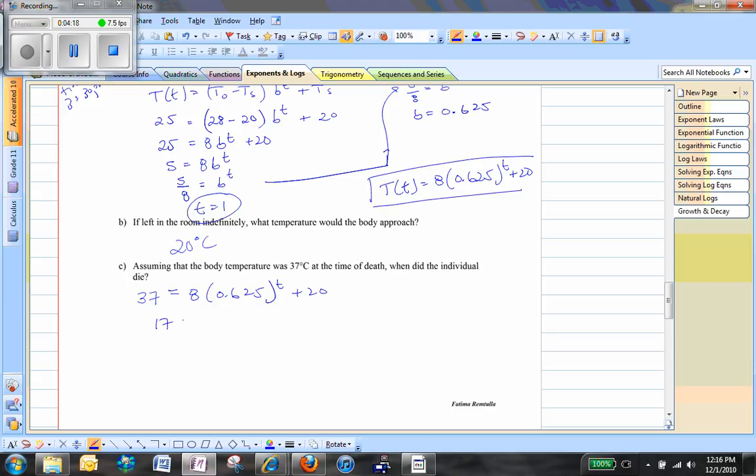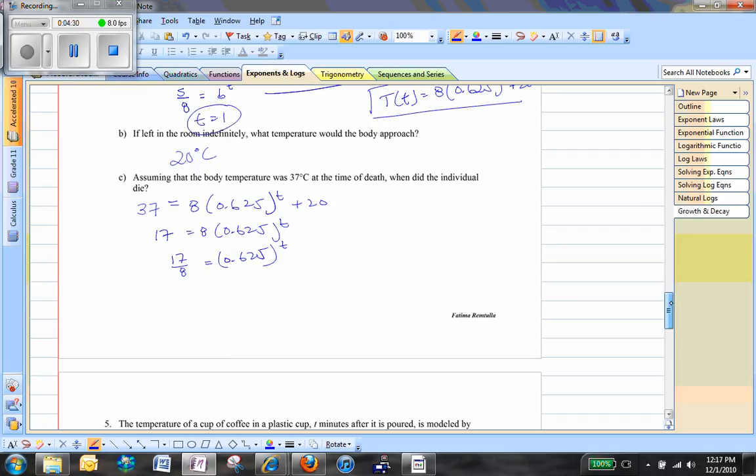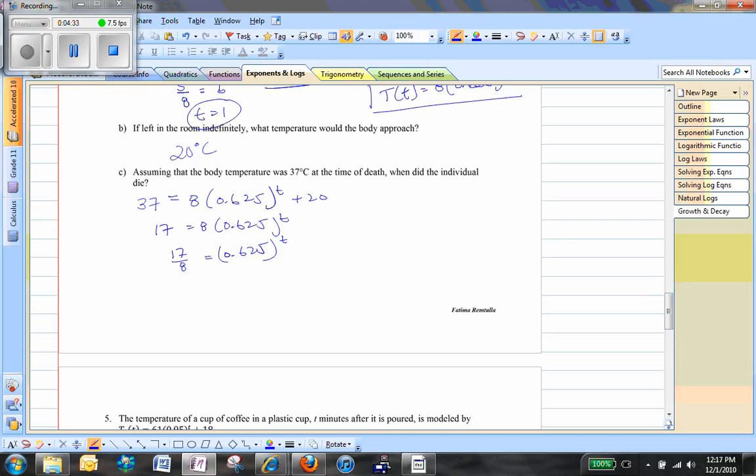So I get 17 is equal to 8 times 0.625 to the t. Divided by 8, I get 17 divided by 8 is 0.625 to the t. What I want is in the exponent. I use logs to get out of the exponent. So log of 17 over 8 is equal to t log 0.625. So t is log of 17 over 8 divided by log 0.625. If I use my calculator, I get negative 1.60 hours.